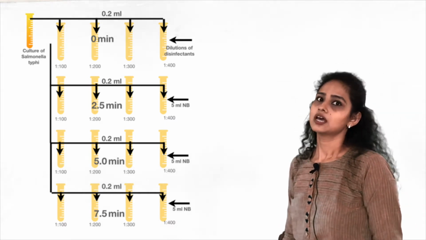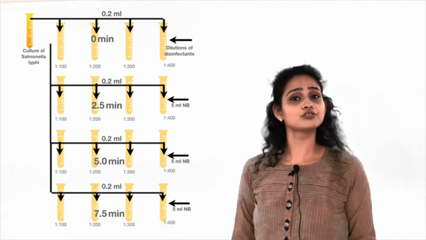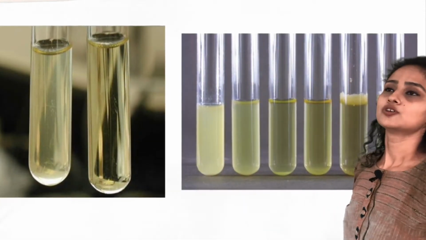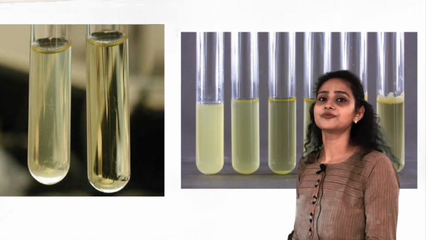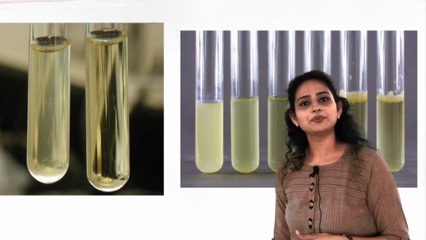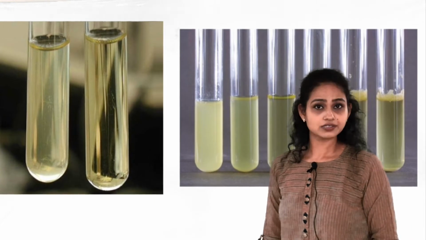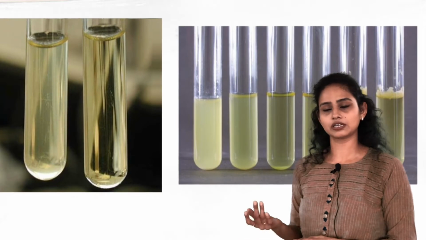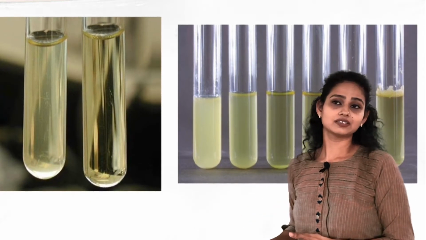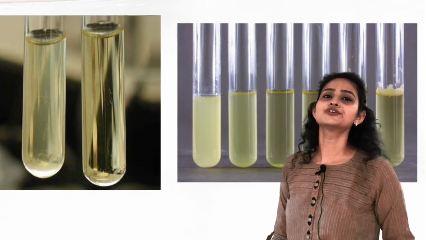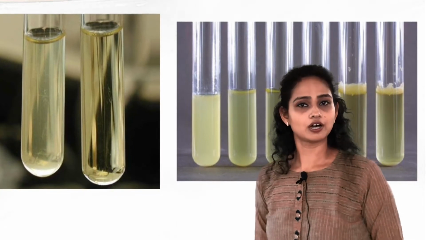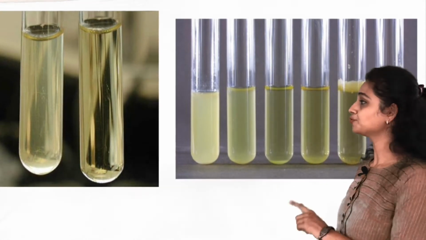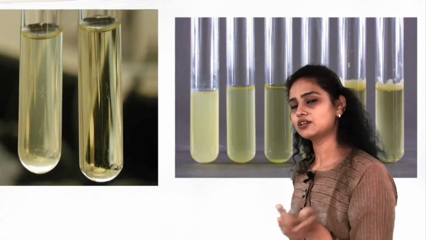Now in this case, we are using nutrient broth, so the growth will be in the form of turbidity. See, this is how you can observe. What happens as the concentration of disinfectant decreases? The growth of microorganisms increases, right? So we will have more turbidity in diluted disinfectants and less turbidity or no turbidity in the case of concentrated disinfectant. Once you get the values, next day you have to put them in the equation and then calculate.